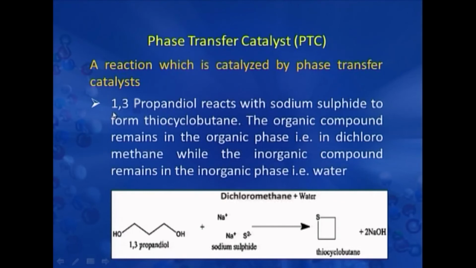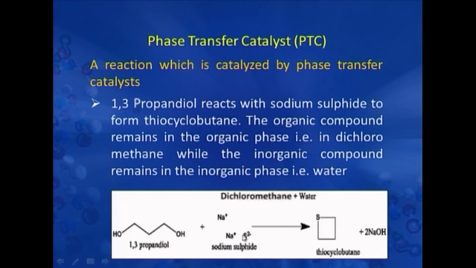We will discuss the same mechanism of action with the help of an appropriate example. Here you can see that 1,3-propane diol reacts with sodium sulphide to form thiocyclobutane. The organic compound remains in the organic phase. Here you can see that this is 1,3-propane diol and this dissolves only in dichloromethane, that is the organic layer. We are using sodium sulphide which dissolves only in water.